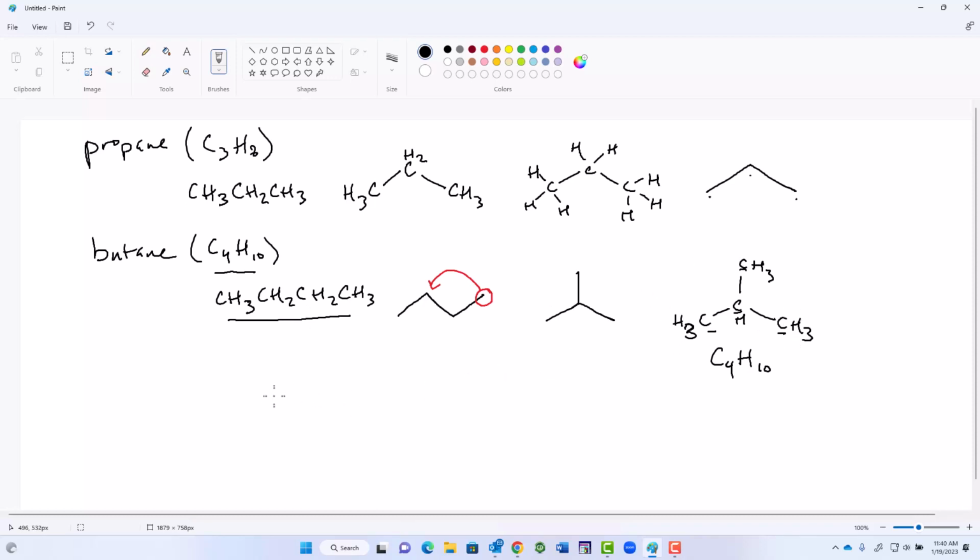So when we change the connectivity of the atoms but have the same formula, we have what's called constitutional or structural isomers. So what this means is the connectivity of the atoms in the molecule are different, but the overall formula remains the same. So we're still at C4H10, but we've changed the connectivity from this linear structure to this branched structure, and that gives us the constitutional isomers of butane. So we would say there's two constitutional isomers with the formula C4H10.